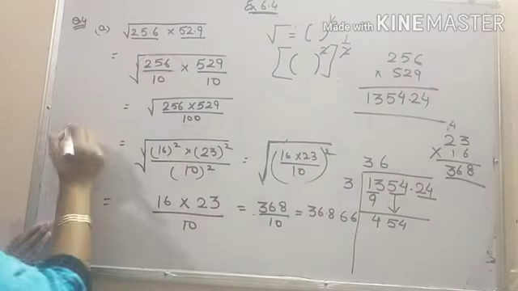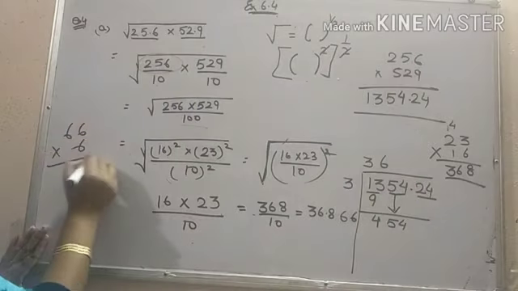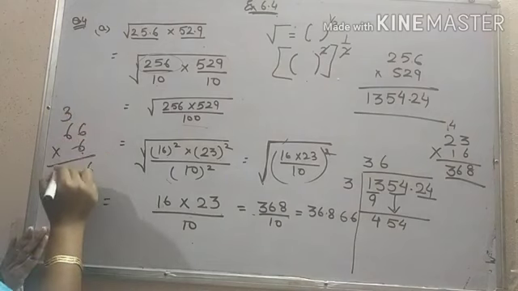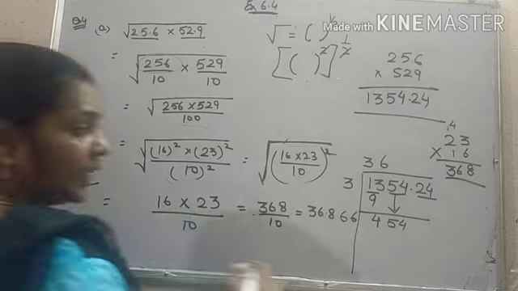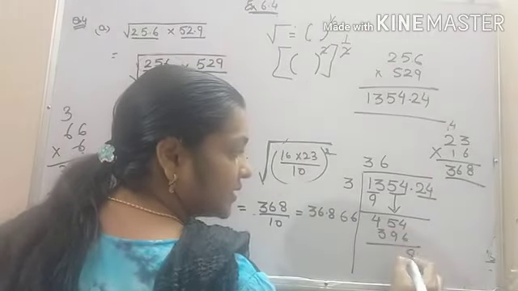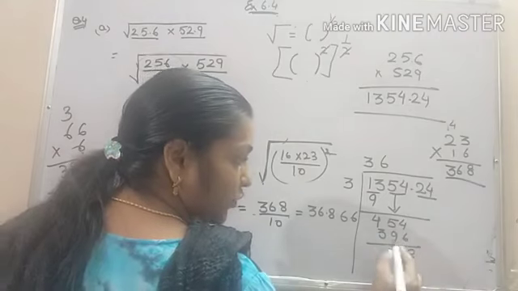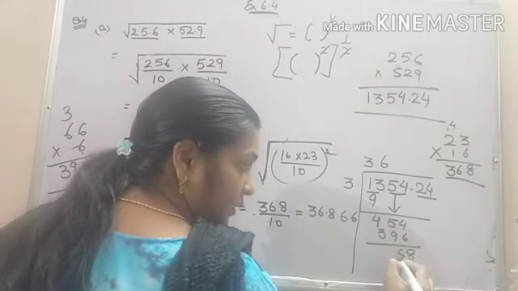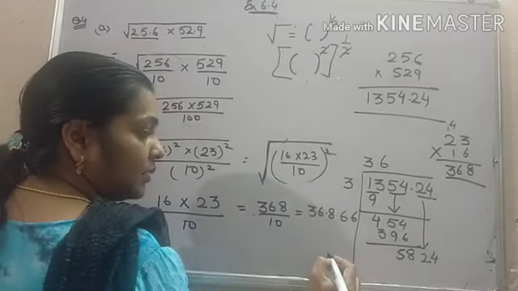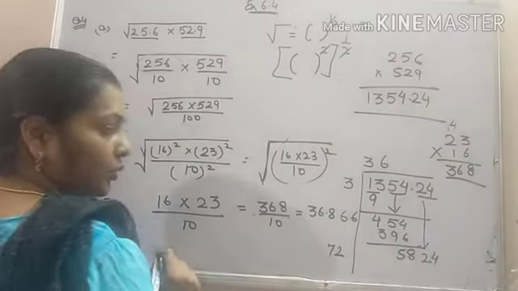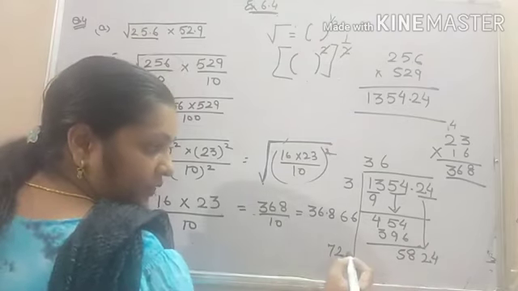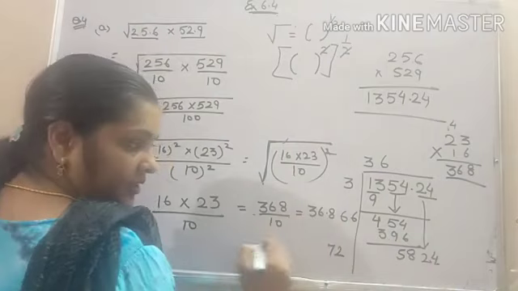So multiply 66 by 6. 6 6s are 36, 3 carry. 6 6s are 36 plus 3, 396. Subtract them. 14 minus 6, 8, 4, 14 minus 9, 5, 58. Bring the next pair down, it is 24. Double of 36 will be 72. The next term, we know 7 8s are 56 and in the last there is 8.